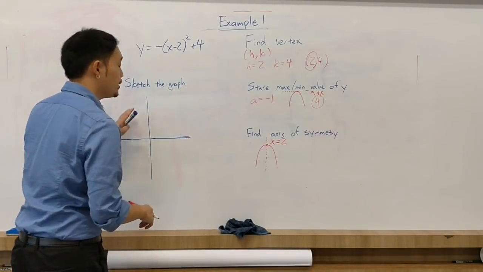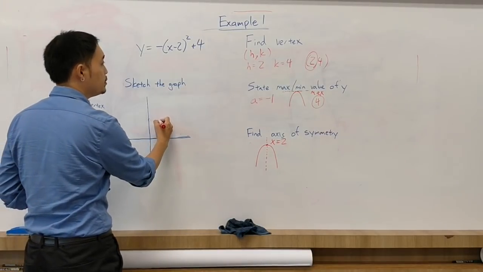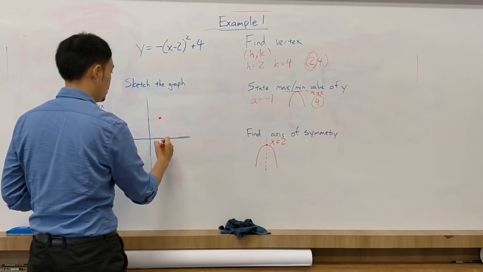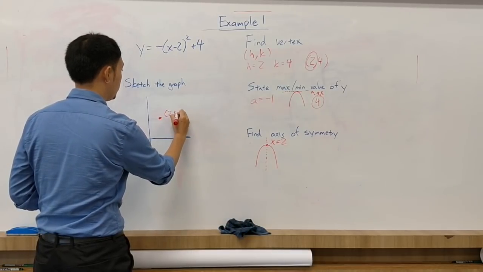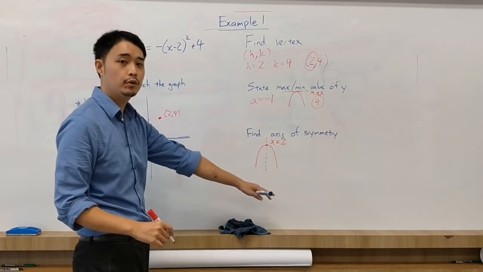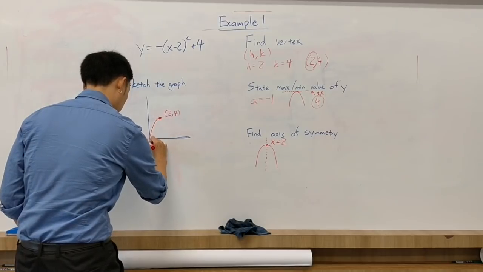All right, last thing we got to do is sketch the graph. Now, if we're sketching the graph, all I need to do is find the vertex, which is (2, 4), and understanding the shape of the parabola, opens downwards, or sad face, I can quickly sketch my graph looking like this.